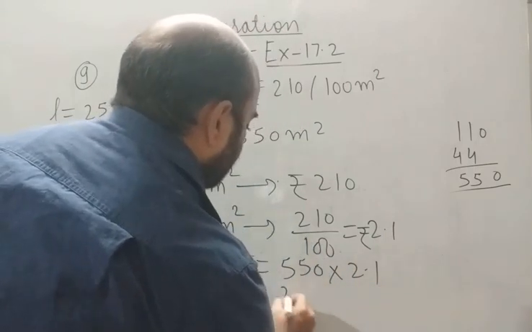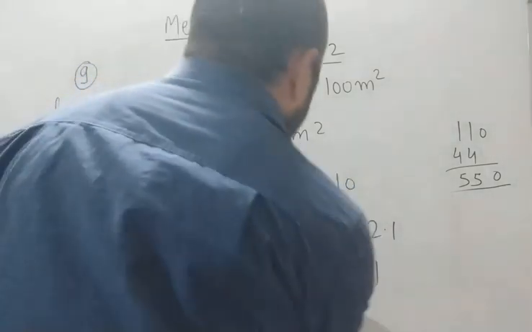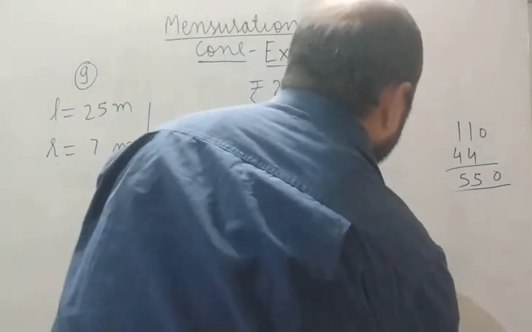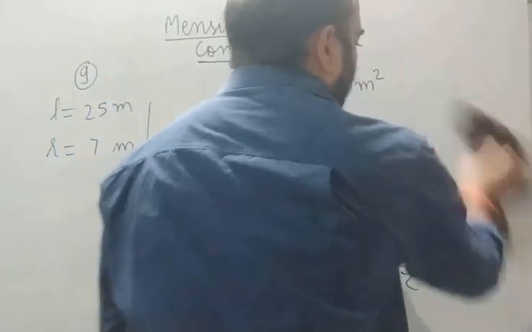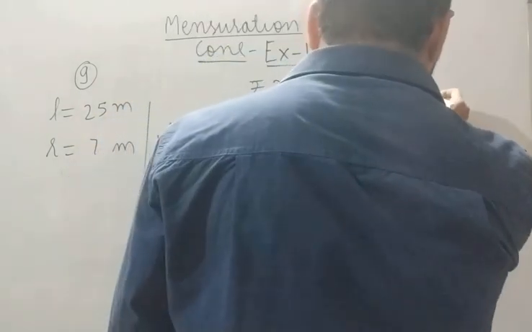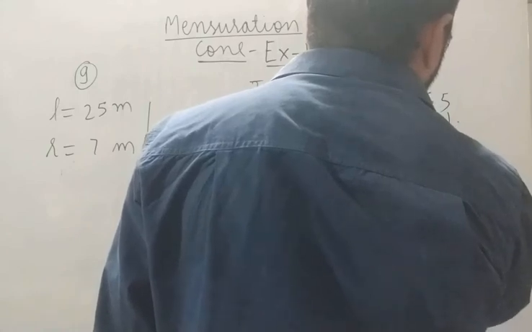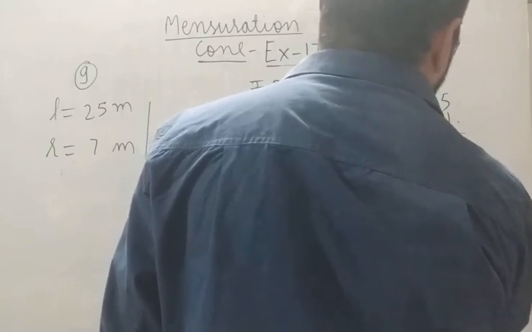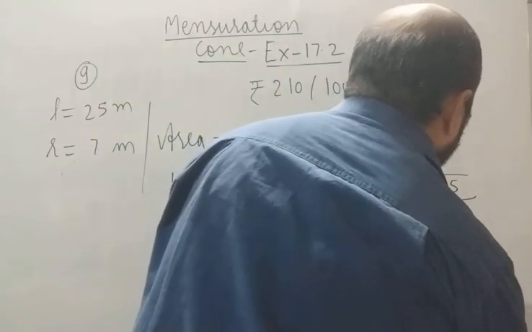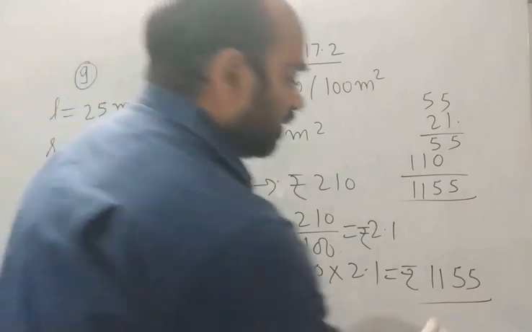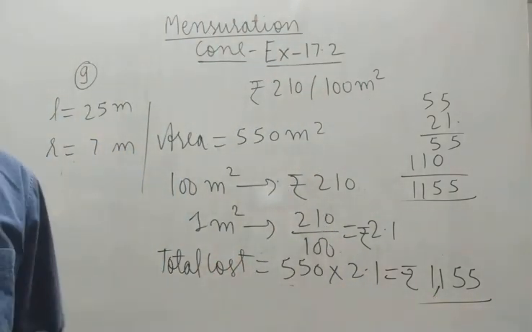This will give your answer here. Calculate. So 550 is there, multiply. It means the answer will be rupees 1155. That will be the answer, correct? Next.